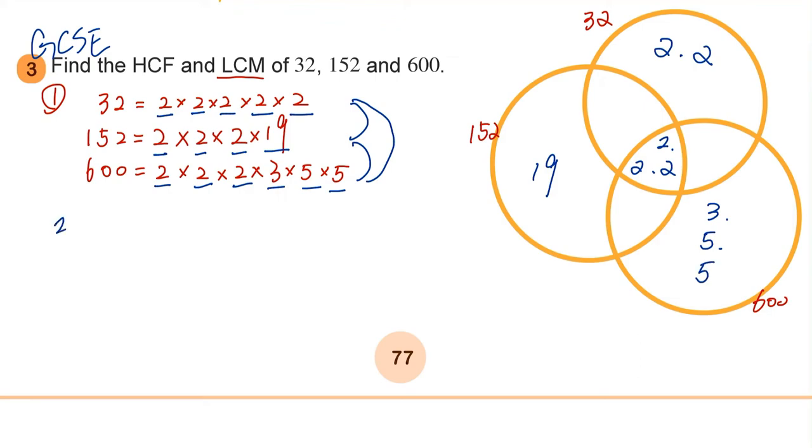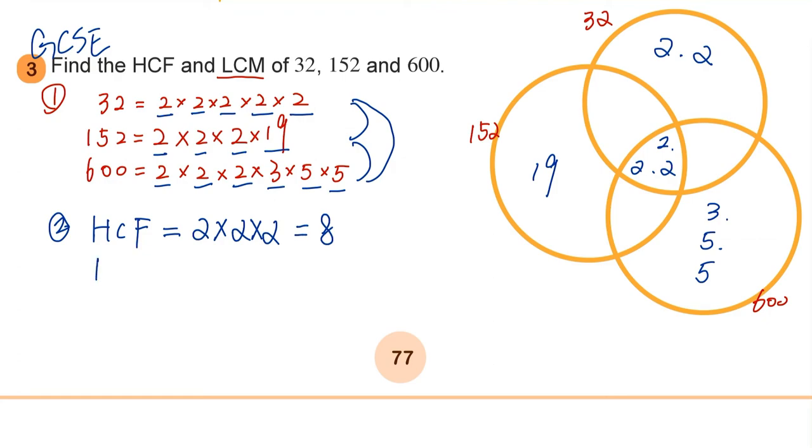And the next step is to use the Venn diagram to help us find the highest common factor. So for the highest common factor, what we do is multiply everything in the intersection among the 3 circles. So I have 3 2's, and what I'm going to do is multiply them together. So they would give me an 8 as the highest common factor of these 3 numbers.